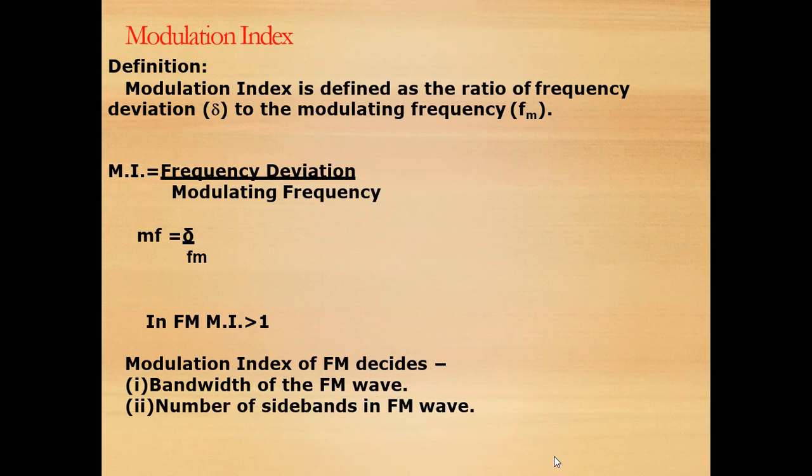If it is less than 1, we call it narrow band FM. As the name indicates, the bandwidth will be very small. If the modulation index is greater than 1, then it is known as wideband FM. As the name indicates, the bandwidth will be large. So that's why it decides the bandwidth of the FM wave. Depending upon the bandwidth, the number of sidebands of the FM wave can be decided.